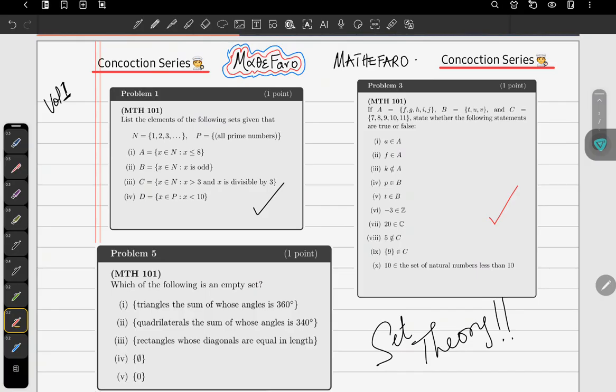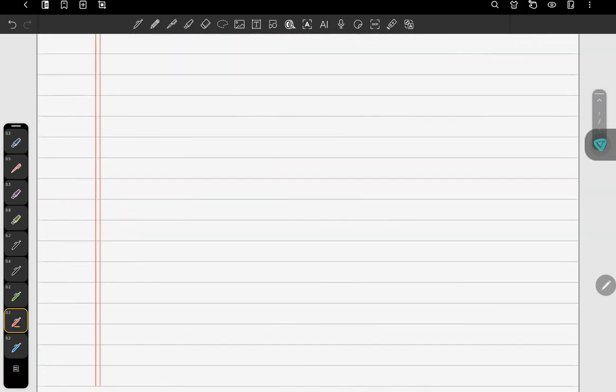This is another video of the Concoction Series, and it is about the third and final set theory problem of the problem sets in the first volume of the Concoction Series. In the first video, we learned about the description of a set using the set builder notation. In the second video, we learned about the elements of a set, and we also saw in little detail the number systems. In this final video about the set theory problems, we are going to learn about the empty sets. And let's get right into it.